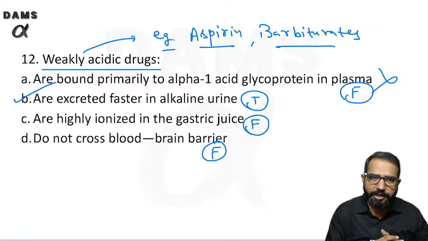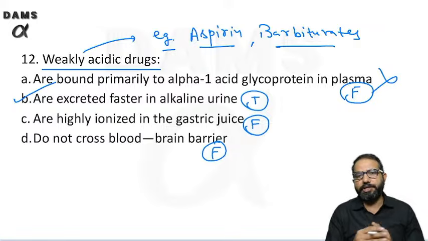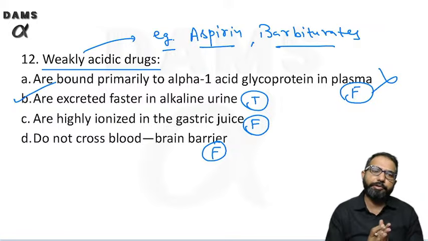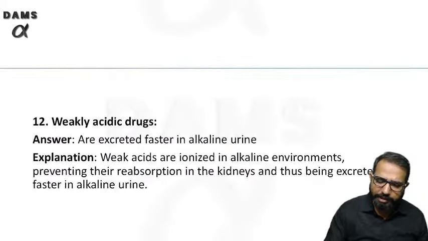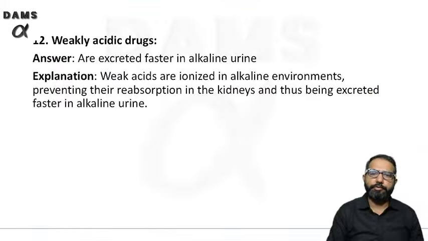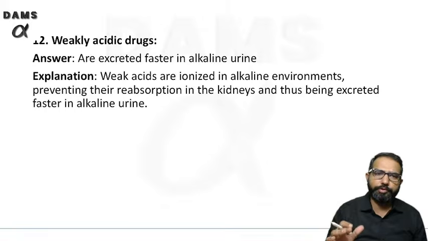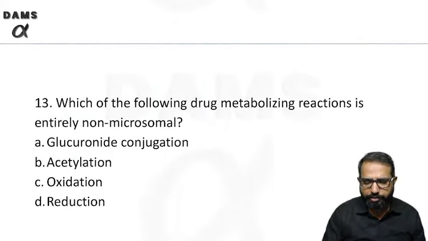All are excreted faster in alkaline urine. That's why in aspirin poisoning and barbiturate poisoning, we do the alkalinization of urine. We do the alkalinization of urine. That is the treatment for aspirin poisoning, sodium bicarbonate.